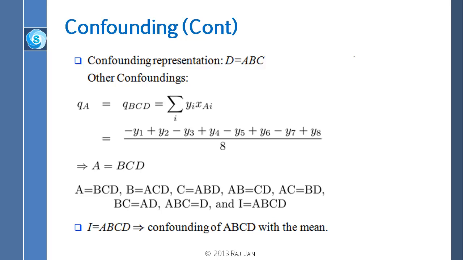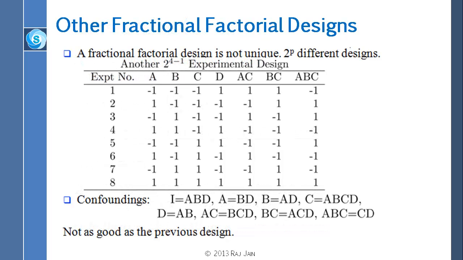2nd order is smaller than the first factor itself. And therefore, this design is better because we can easily assume that ACD is smaller than D, so most of this is D. But here, we are assuming that BD is smaller than A, and so A we are going to get. But it's better to assume that BCD is smaller than A. And therefore, this design is not as good. Same number of experiments, same number of factors, but the designs are different because the confoundings are different.